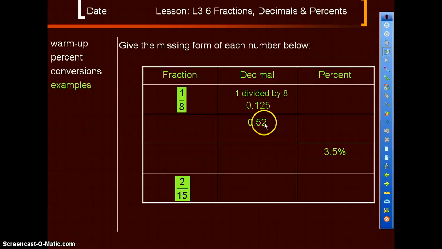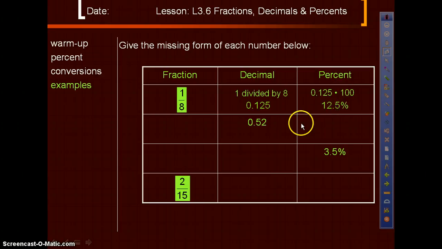If we want to convert to the percent form, we take our 0.125 and multiply by 100. Don't need a calculator for that. Multiplying by 100 shifts our decimal point 2 places to the right. So we would end up with 12.5%. In our decimal form here, 0.52, we can very quickly convert this to a percentage by multiplying by 100, moving our decimal point 2 places to the right, 52%.